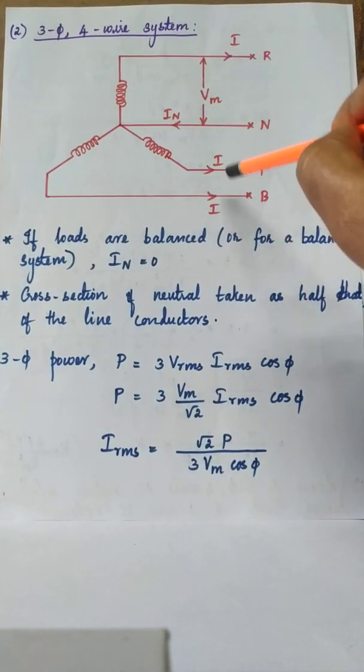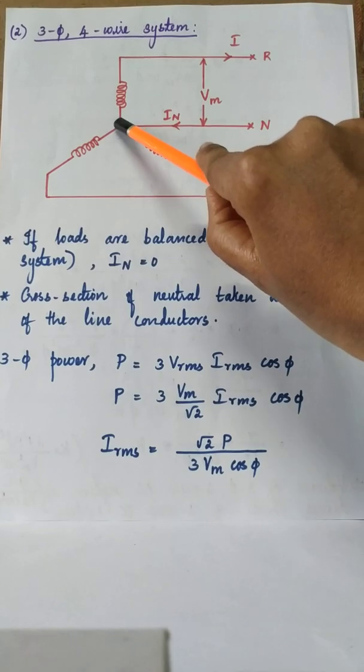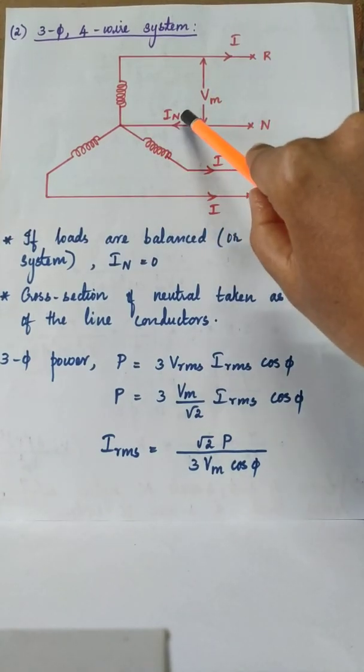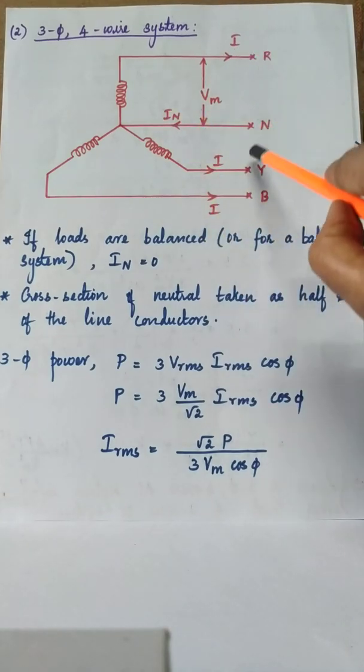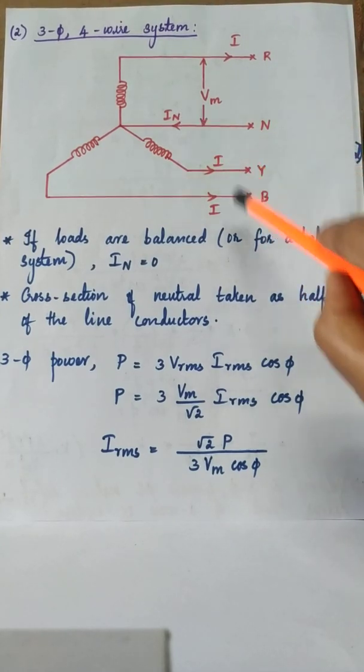These three are the magnitudes. For a balanced system, all the three currents will have the same magnitude, but they will differ from each other by 120 degrees. So IR will be the reference, IY will be IR angle minus 120 and IB will be IR angle minus 240. When you add IR plus IY plus IB, you will get 0. This is valid only for a balanced system. If you apply KCL at this node, the incoming current will be equal to the outgoing current. What is the incoming current? IN. What are the outgoing currents? IR plus IY plus IB. For a balanced system, IR plus IY plus IB will be equal to 0, so IN will also be equal to 0.